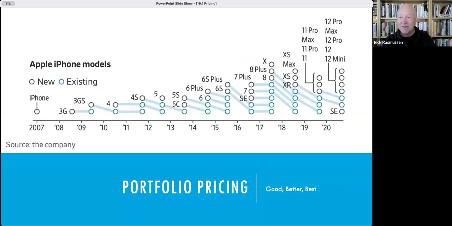Here's Apple, and what they do, this is old, but I have my 12 mini over there. They have portfolio pricing, and they always test the high end. I think we'll have a $2,000 phone pretty soon. And they keep the low end so they can protect what it is they're doing.